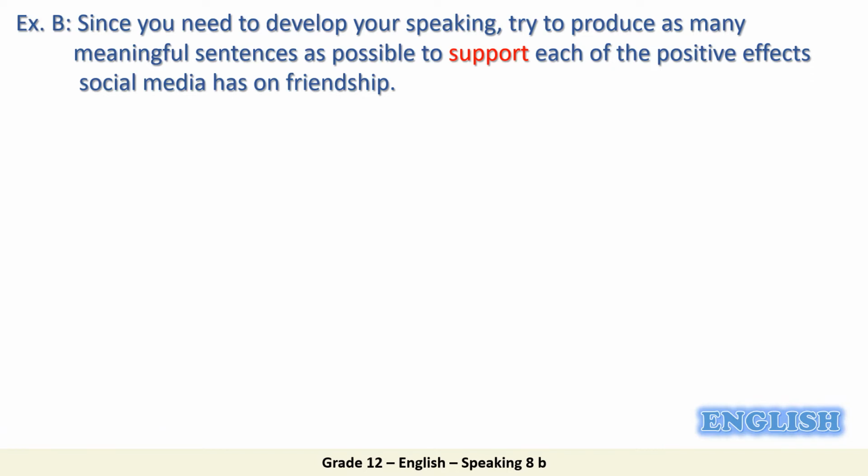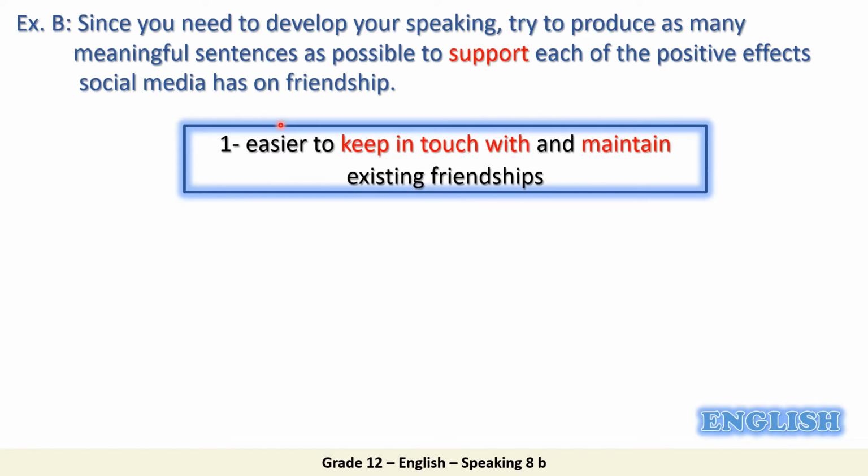Since you need to develop your speaking in order to pass your IELTS test, in order to communicate with people fluently, in order to pass interviews, to join a college or to take a job, then try to produce as many meaningful sentences as possible to support each of the positive effects social media has on friendship. This is the first one. It's easier to keep in touch with and maintain existing friendships.